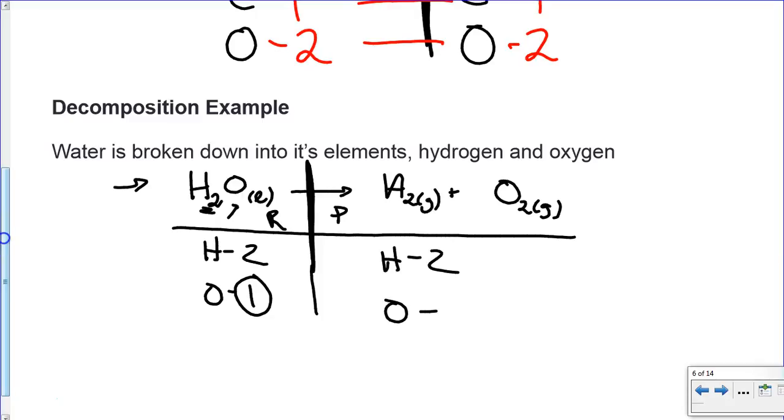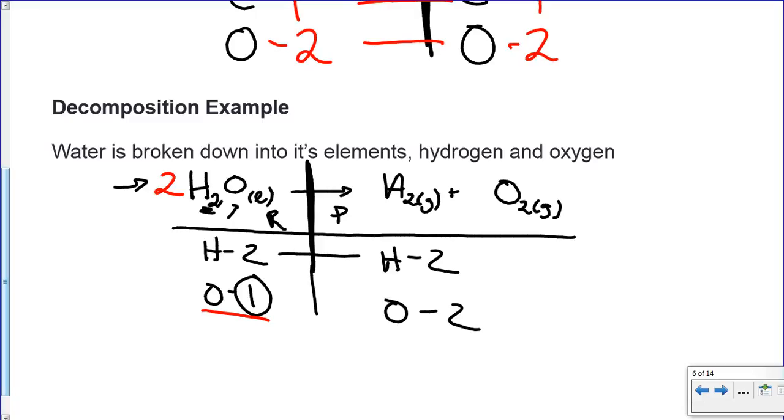On the other side, we take a look. We have 2 hydrogens and 2 oxygens. So obviously, we have the proper number of hydrogens that we need, but oxygens are going to be tricky on us now. So, in order to properly balance this out, we are going to have to change the number of oxygens on this side. So, we're going to start by throwing a 2 up front.